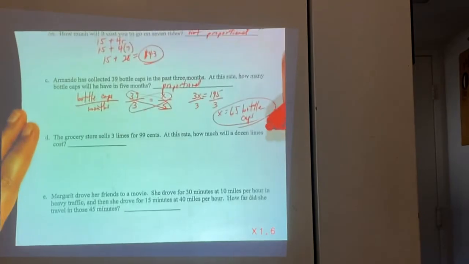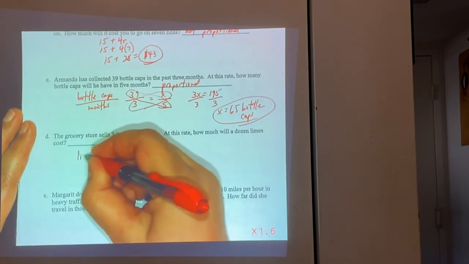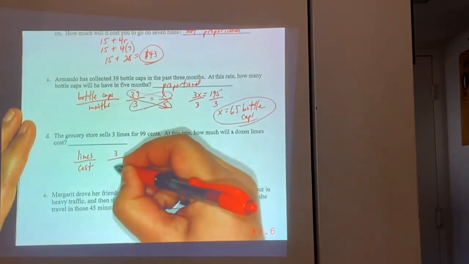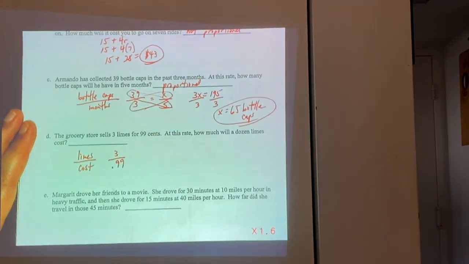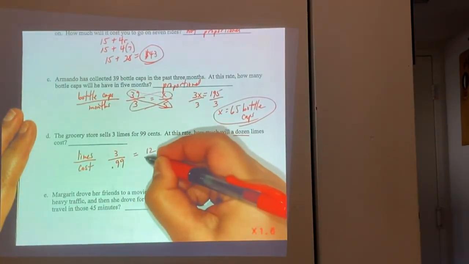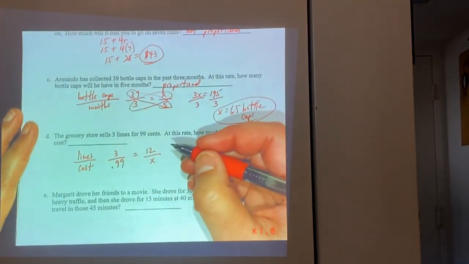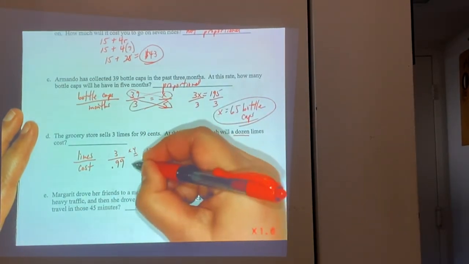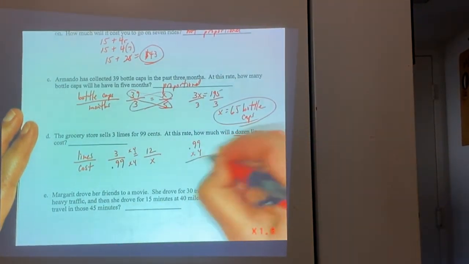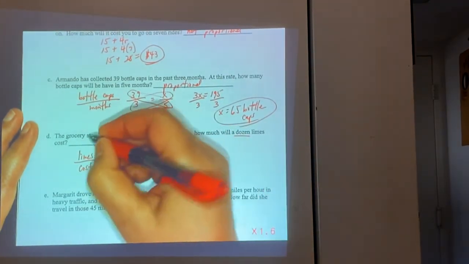Okay, the grocery store sells 3 limes for 99 cents. So we have limes and cost. 3, $0.99. If you don't put the decimal there, you're saying it's $99. Okay, so a dozen. How many are in a dozen? 12. Okay, X. You know what you can do? You can do the giant 1 times 4. So if I multiply that by 4 and I multiply that by 4, what is 99 cents times 4? $3.96. So this one was proportional.